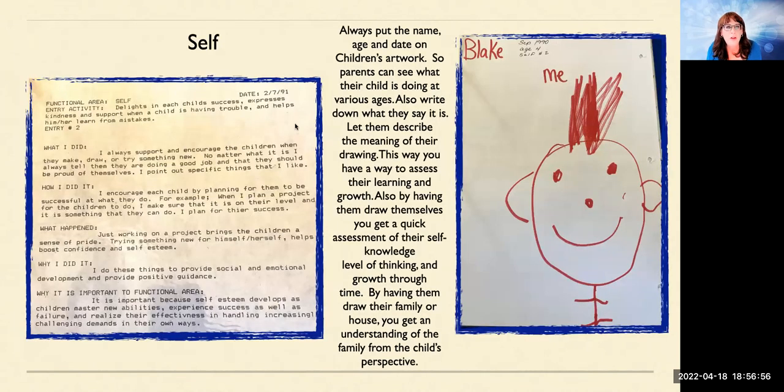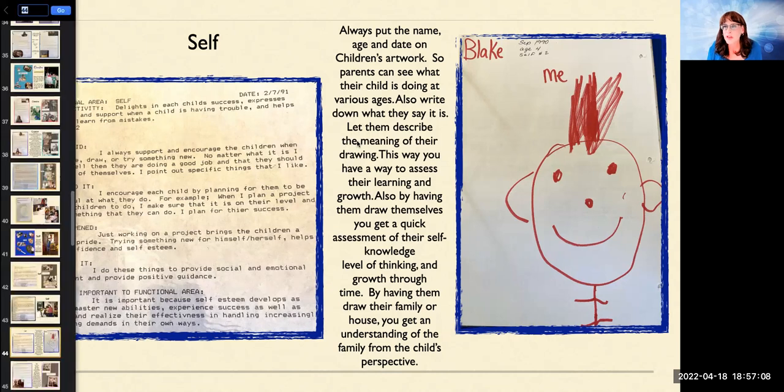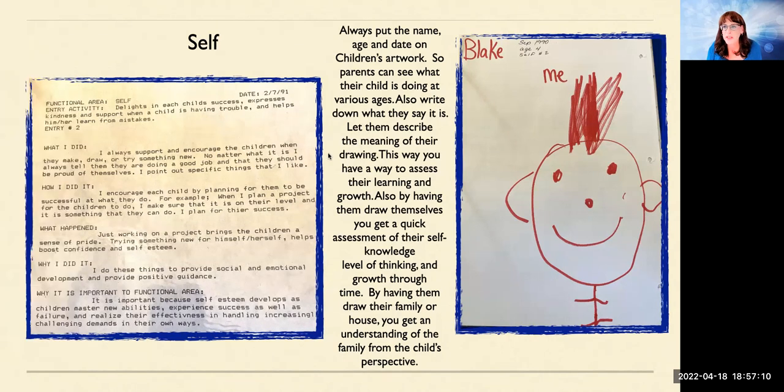So more along the lines of self, delights in each child's success. I think I went over that. Expresses kindness and support when a child is having trouble and helps him or her learn from his mistakes. One of the things I do at the beginning of the year is have children draw a picture of themselves. And you can do it with a 3-year-old class and then a 4-year-old class, and you can see the difference between the two. You can see the level of development.